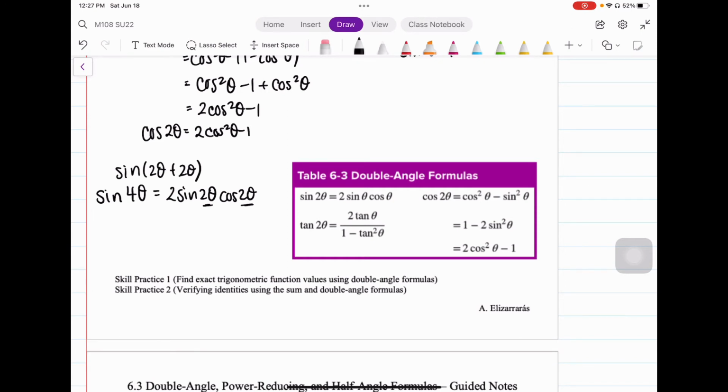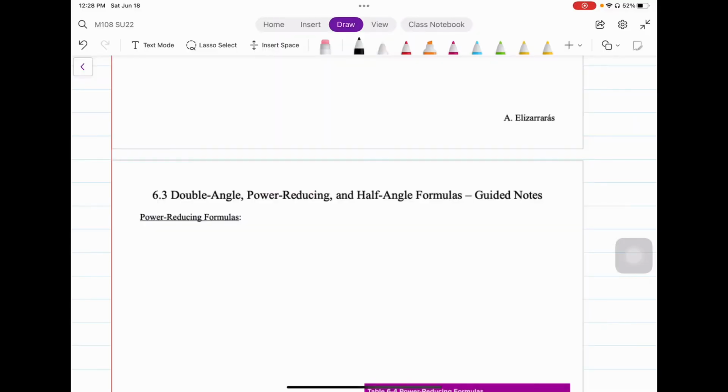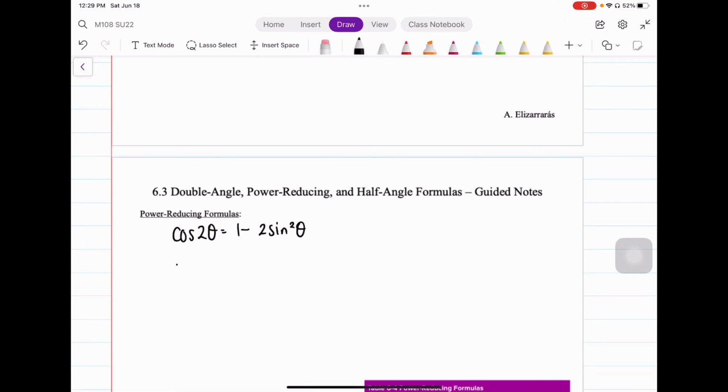Let's talk about reducing now. Power reducing formulas come from the double angle formulas. So let's think about this. If we have our cosine double angle formula, the cosine of 2 theta is equal to 1 minus 2 sine squared theta. That's the same thing as saying that 2 sine squared theta is equal to 1 minus the cosine of 2 theta. Dividing that by 2, I get sine squared theta is equal to 1 minus cosine of 2 theta over 2.